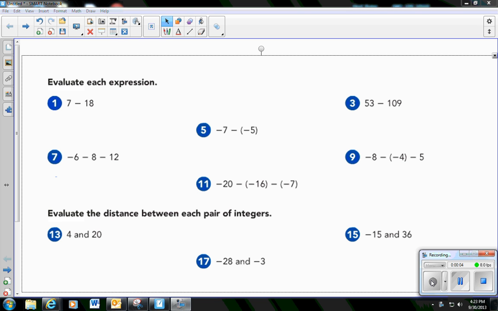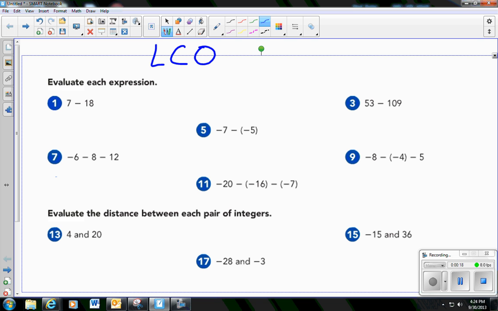This is page 84 in your textbooks, lesson 2.2, subtracting rational numbers. Our rule for subtracting rational numbers is we're going to follow what we call LCO. Leave, change, opposite. So we're going to change all of these subtraction problems into addition problems to make it simpler to find these sums, in this case differences with subtraction.